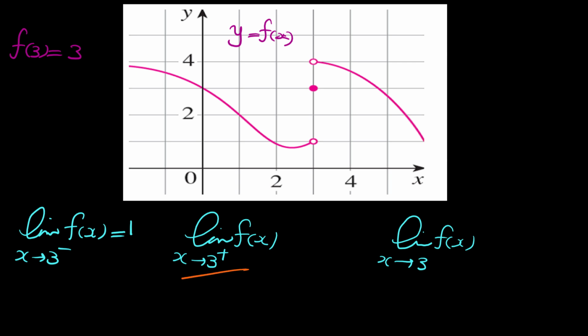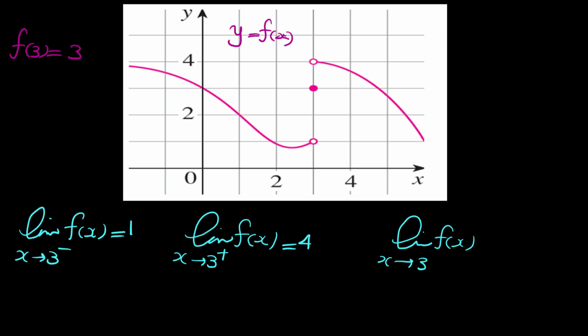When we are so close to 3 from the right side, the function, as you can see, goes toward this hole. So the y value is approaching 4. This means that the limit of the function is 4 from the right side. For example, if you consider this point, as you can see, the y value is very close to 4. Maybe it seems a little smaller than 4, but it approaches 4. So the limit is 4.